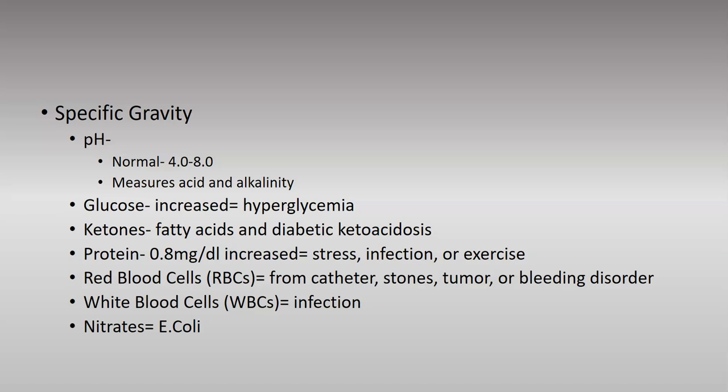Ketones will actually show up. That's fatty acids and diabetic ketoacidosis. If proteins start showing up in your patient's urine, they actually have a major kidney issue because now it's really filtering things that it should never really filter. Again, same thing with red blood cells, white blood cells, and nitrates.